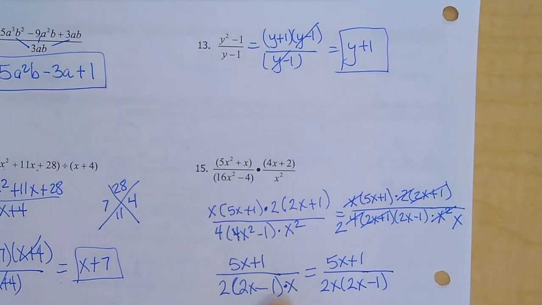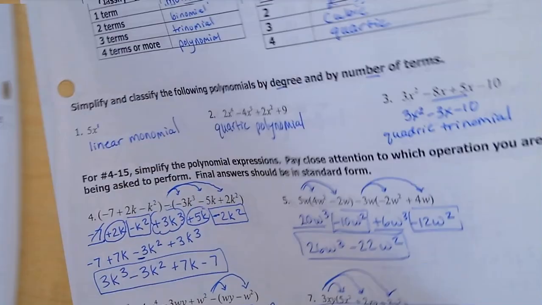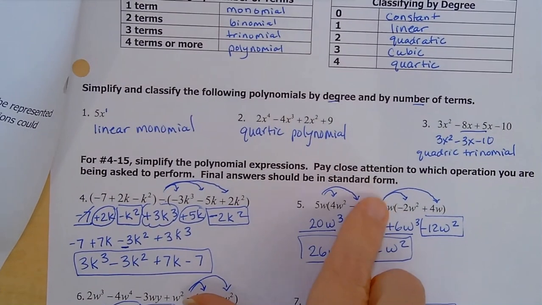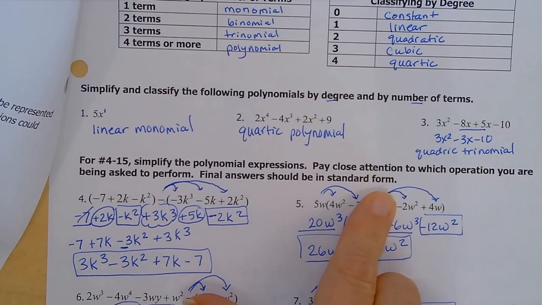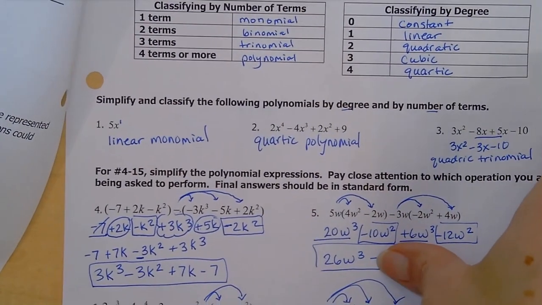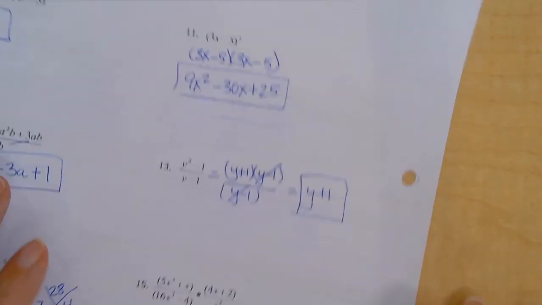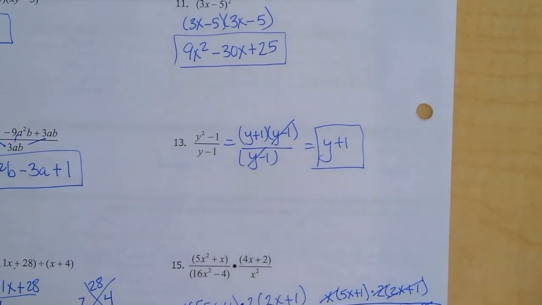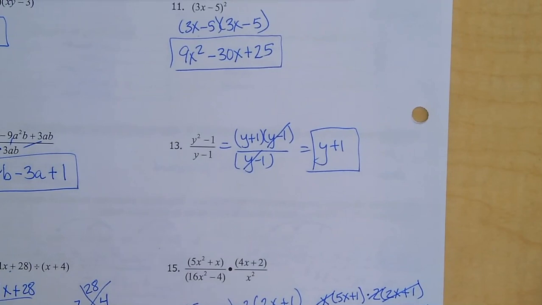Okay, and let's look back at our instructions. What were we supposed to do? We were asked to simplify the polynomial expressions, pay close attention to the operations, and put our answer in standard form. Let's see if I did that. Well, I've simplified it. I don't know that there's any standard form to be thinking about.